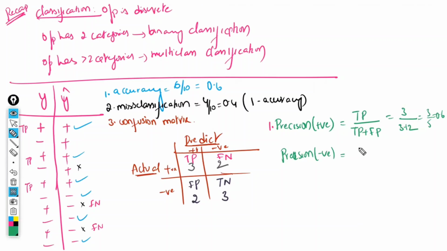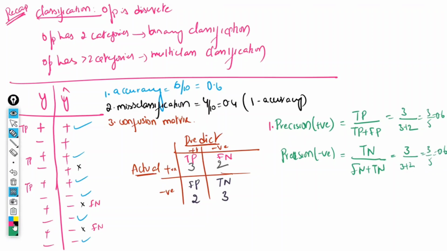Similarly, precision of negative. Negatives means predicted negatives. Predicted negatives are nothing but FN and TN. Both of them are predicted negatives, out of which TN is the correct one, which is again 3 divided by 3 plus 2, which is nothing but 3 divided by 5, that is 0.6.